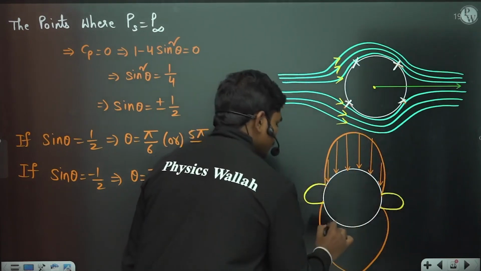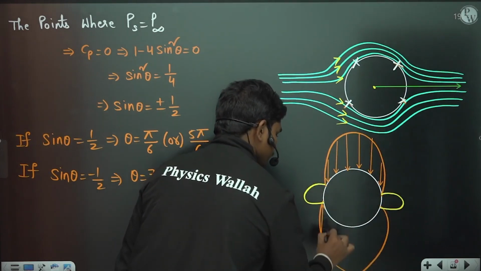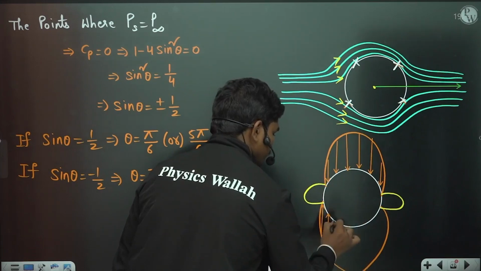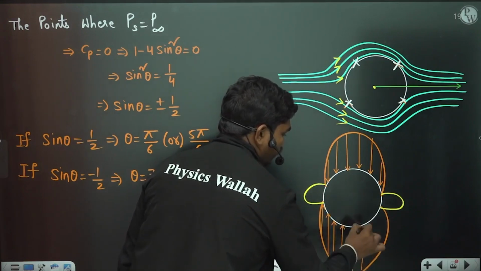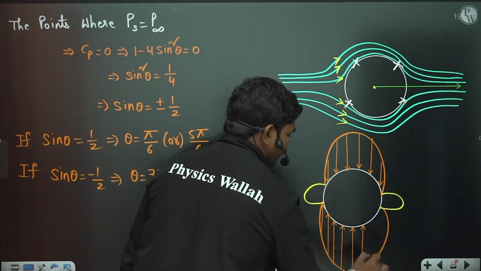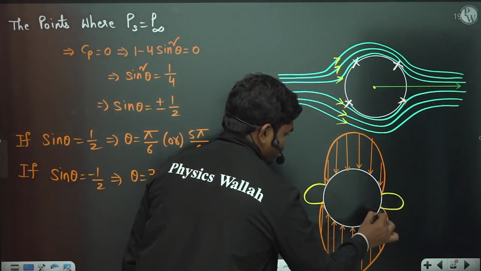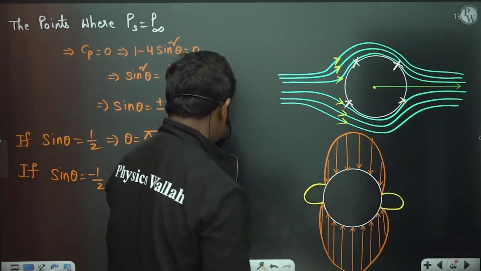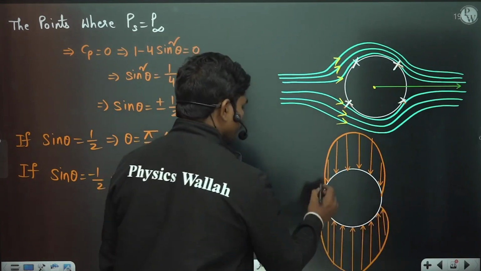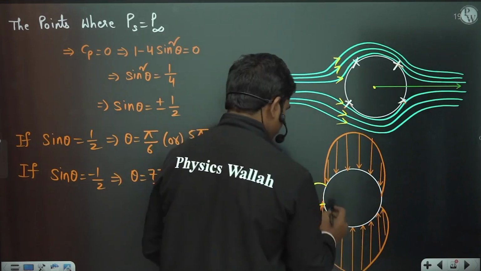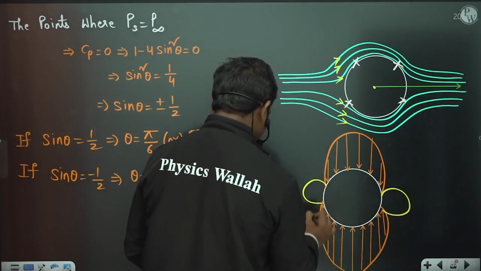Similarly, the pressure is always normal to the surface. So the 1 minus 4 sine square theta expression will be something like this. These are something like semi-cycles, if you talk correctly. And the pressure is actually something like this.